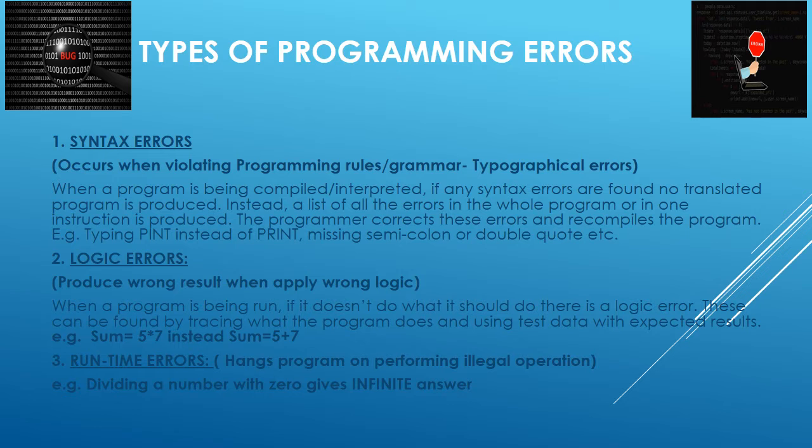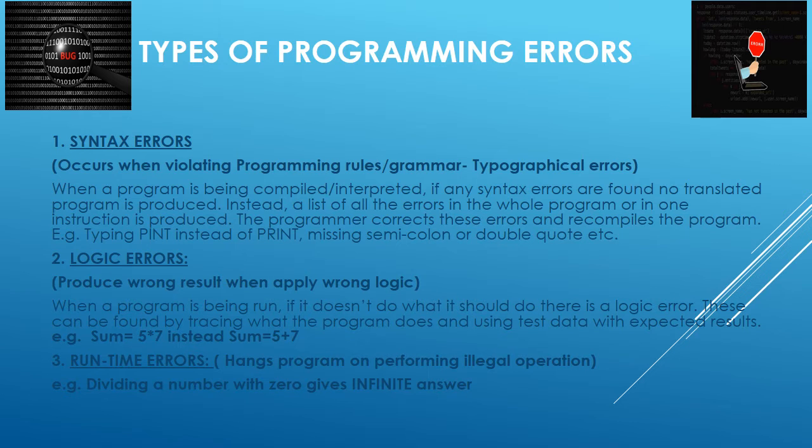The next one is the logical error. Logical errors produce a wrong result when you apply wrong logic. When a program is being run, if it doesn't do what it should do, there is a logic error. These can be found by tracing what the program does and using test data with expected results. These errors are very hard to find, but we need to go through the whole program to rectify the error.